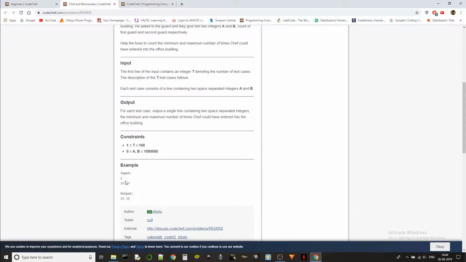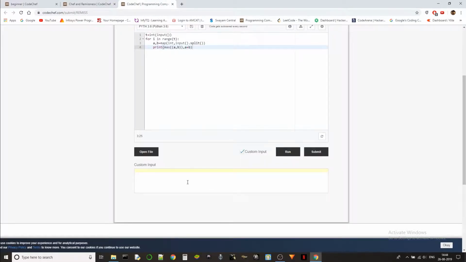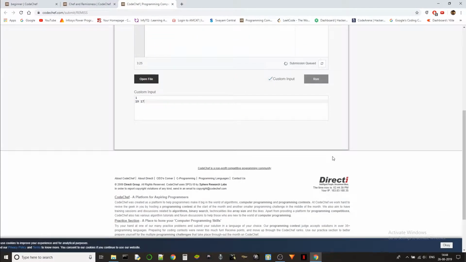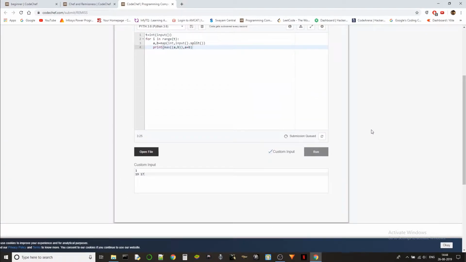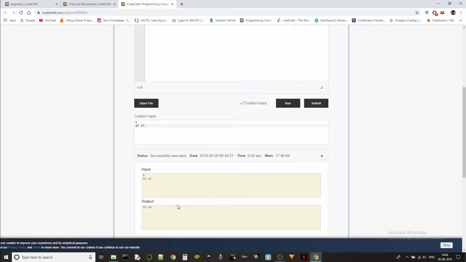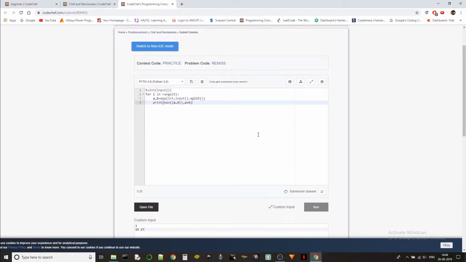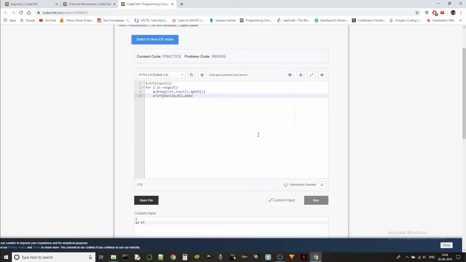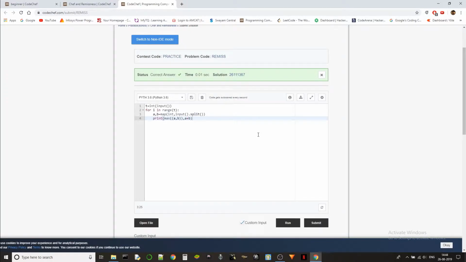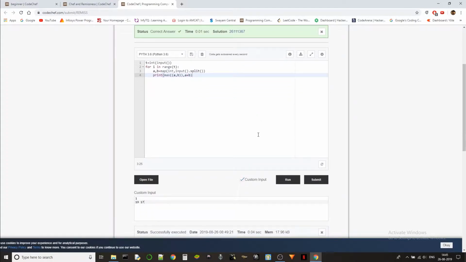Let's check it against the input. There shouldn't be any problem, we should get it right away, unless I put a typo somewhere. Yeah, so we got the output. Let's check if the logic I proposed is right or wrong. Right, it's the correct answer because the underlying logic is correct.